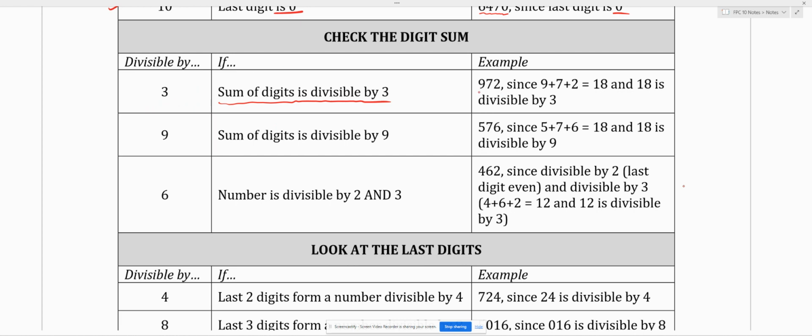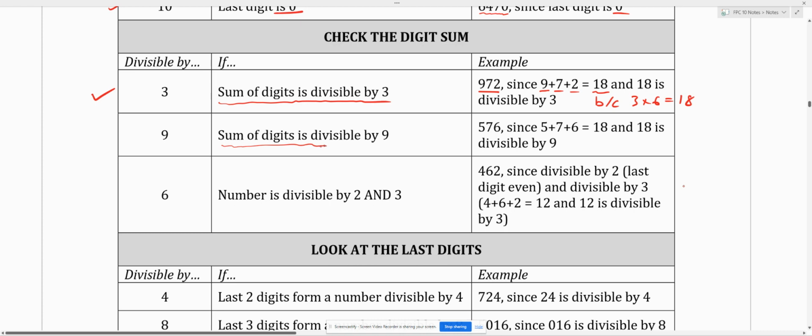So this number here, 972. So we just add the digits. 9 plus 7 plus 2 is 18. And 18 is divisible by 3 because 3 times 6 is equal to 18. Okay, so we know right away, no problem. This is going to be really helpful when you're trying to check if something is divisible by 3, just add up the digits.